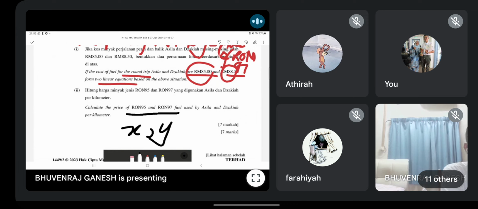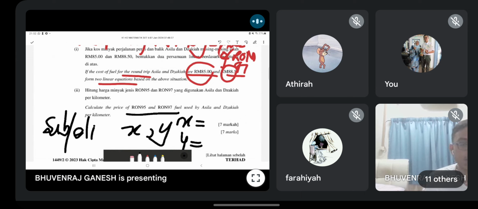Cari nilai x dan y, persamaan serentak. Kamu selesaikan dua persamaan ni, solve it simultaneous. Substitution or elimination, mana-mana pun boleh. So, what answer you guys get kalau kamu selesaikan yang ni? What is your answer, x and y?